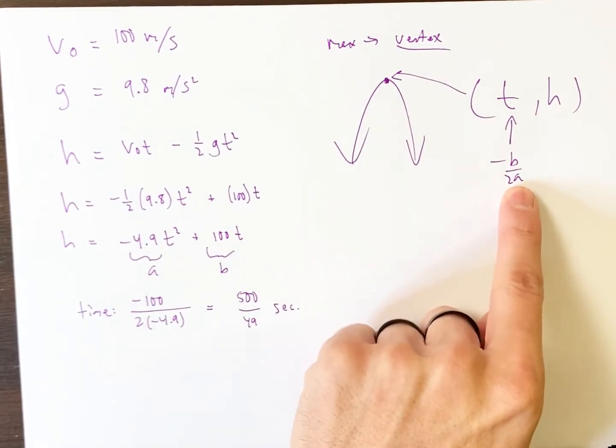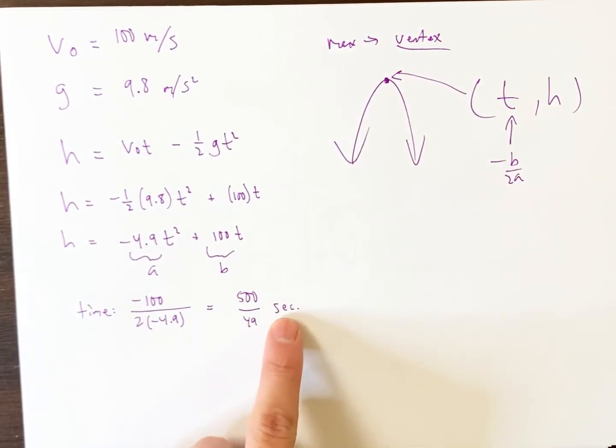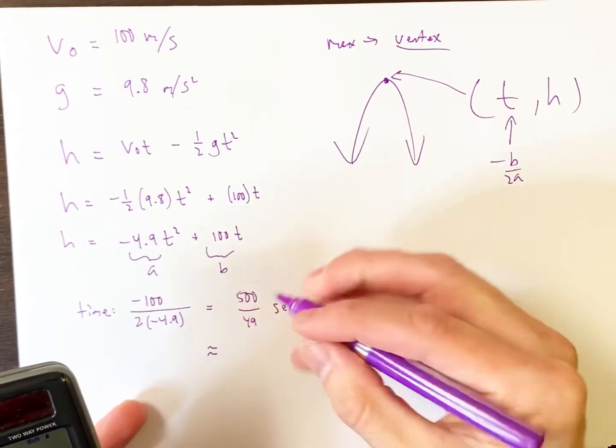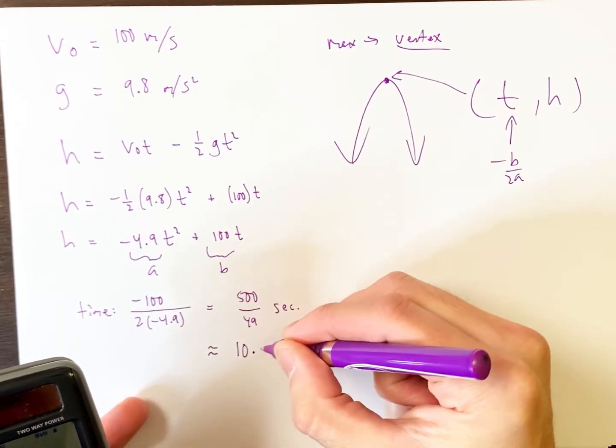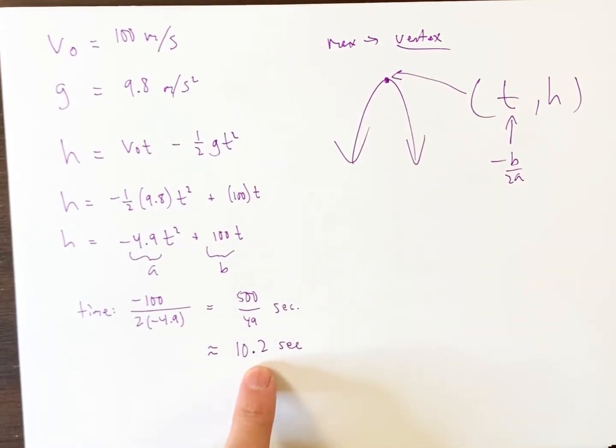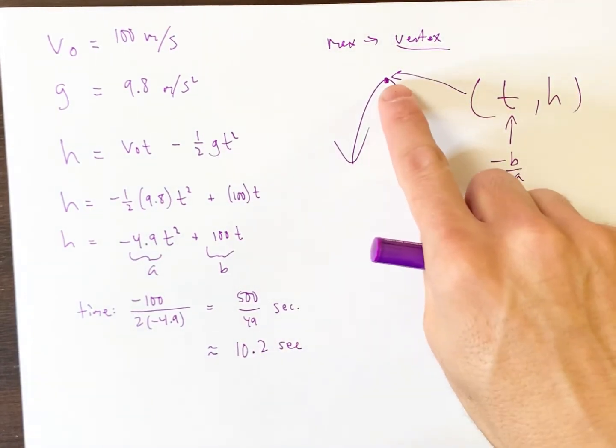So I did this and I got that many seconds. That's the exact value. If you were to round this to the nearest hundredth of a second, let's just call it nearest tenth of a second. So it's about 10.2 seconds. So this projectile was launched up into the sky vertically, and after 10.2 seconds, it'll reach the maximum height.